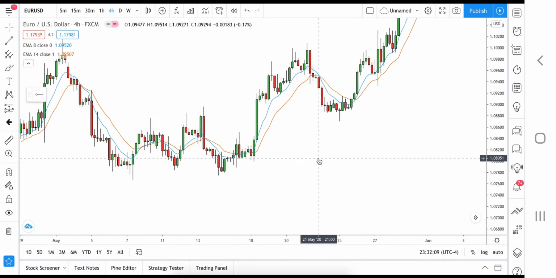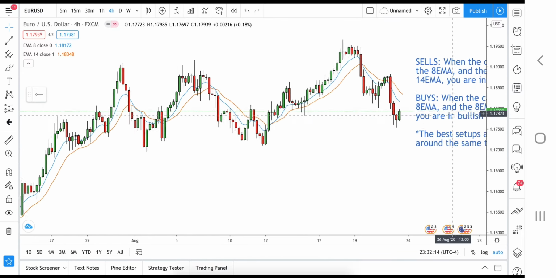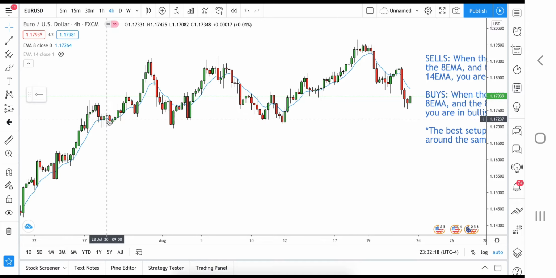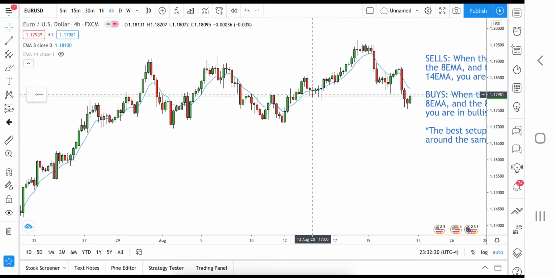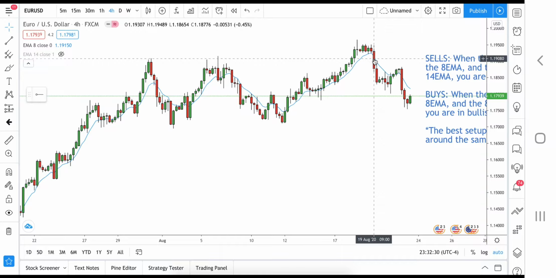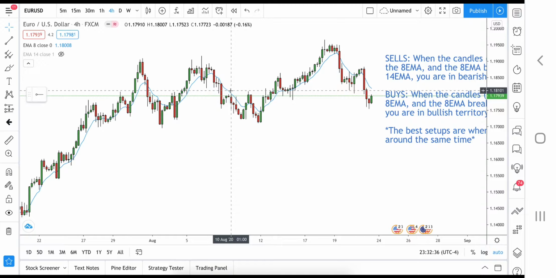So overall, you always want to be using the blue EMA, which is your 8, as that dynamic support and resistance, right? You always know that when you're in a bullish market, it's going to be using that as retracements, bouncing as it follows, and vice versa. When you're in a bearish market, it's going to be doing the same thing, using it as that resistance as it moves down. So you always want to use the 8 as that dynamic trend line.